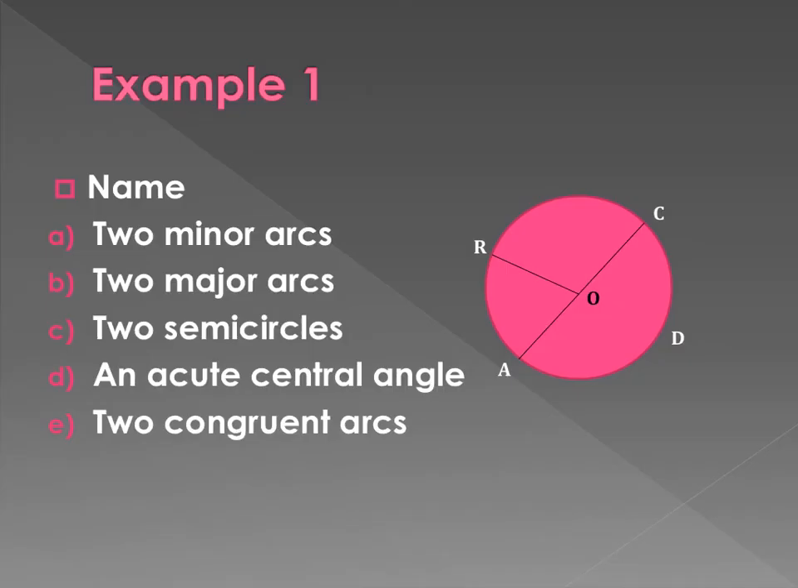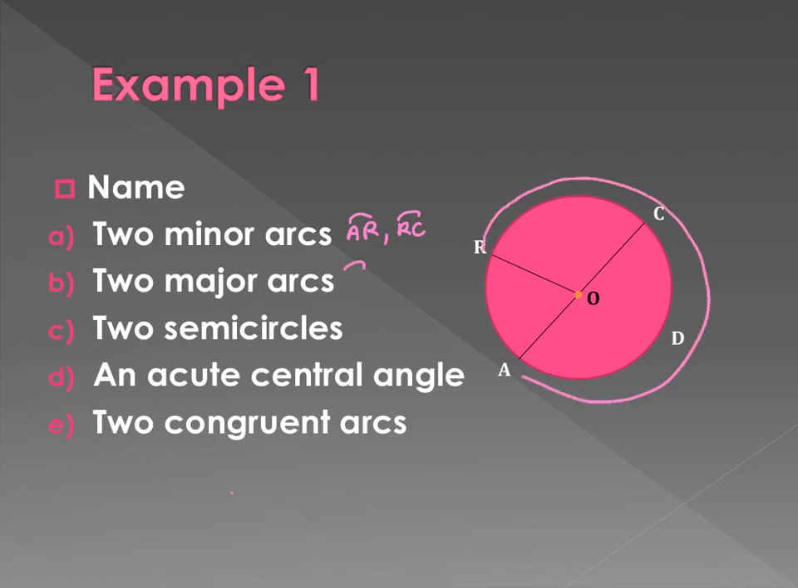All right, this one says name: A, 2 minor arcs, B, 2 major arcs, 2 semicircles, an acute central angle, and 2 congruent arcs. Try it. See what you can get. And O is the center of that. You see how it's bolded? That's an indication that it's the center. Okay, give me an example of a minor arc. AR, which could also be called RA. Those are the same thing. And RC or CR. You could call it either one. Okay, how about a major arc?